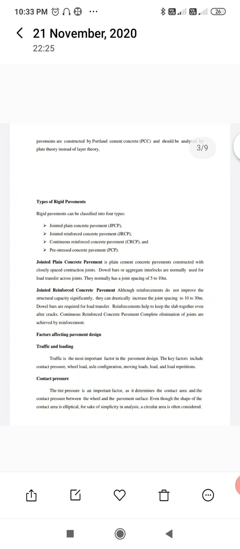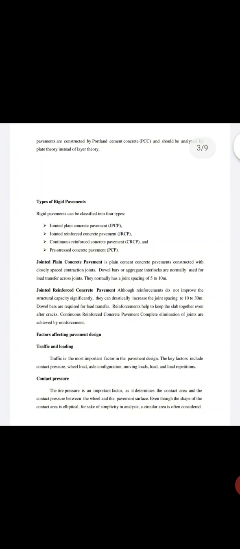So, some of the factors which affect the pavement design are very important questions. Many times they will ask in exams: what are the factors which affect pavement design? Briefly explain. See, the first one is traffic and loading. Traffic is the most important factor in pavement design. The key factors include contact pressure, wheel loads, axle configuration, moving loads, and repetitions of loads.